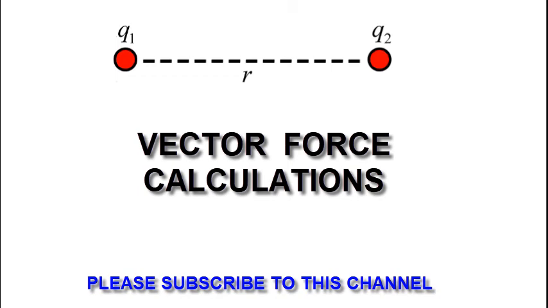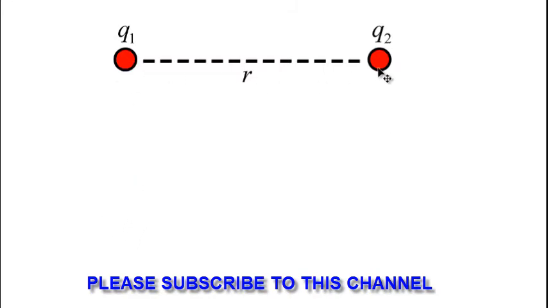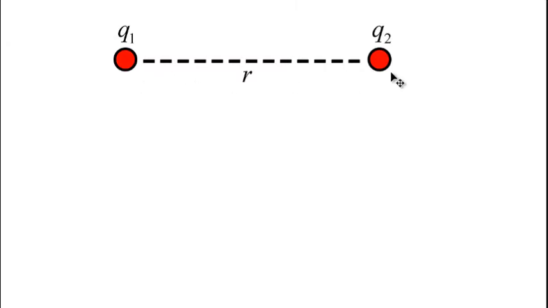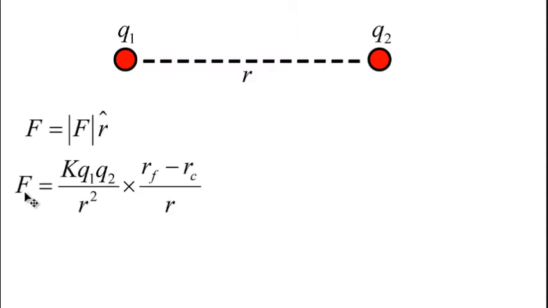Vector electric force. In the last examples, we talked about the force between two charges. But most times we want to know the force on a particular charge and the direction in which the force is moving. So vector force is simply the magnitude of the force on a particular charge multiplied by the direction, which is the unit vector.